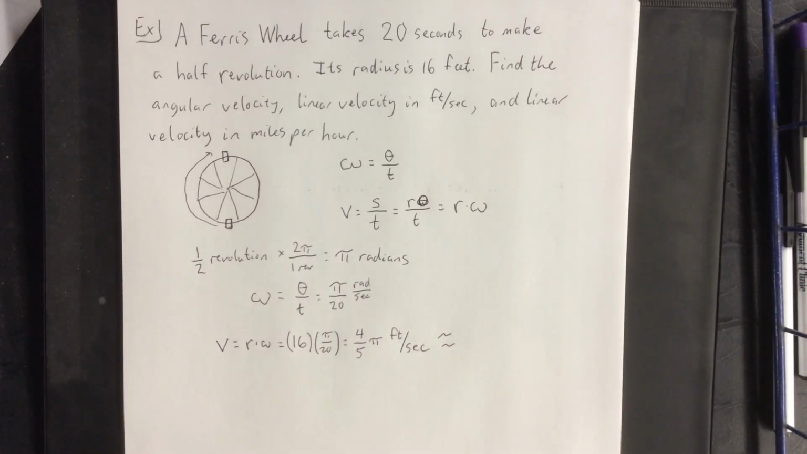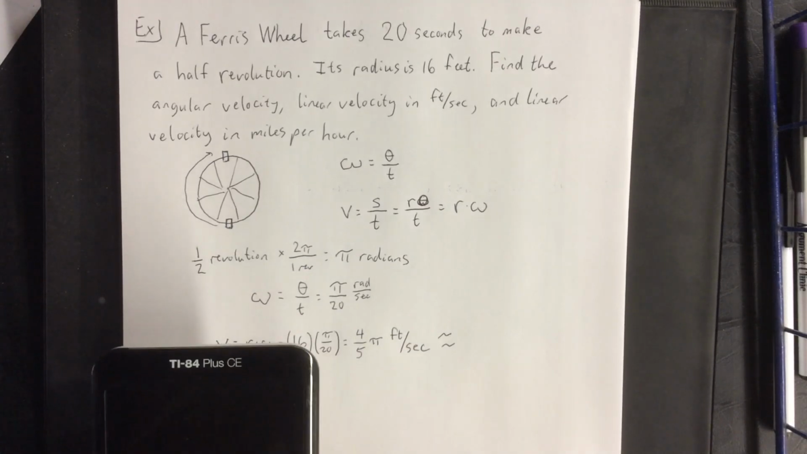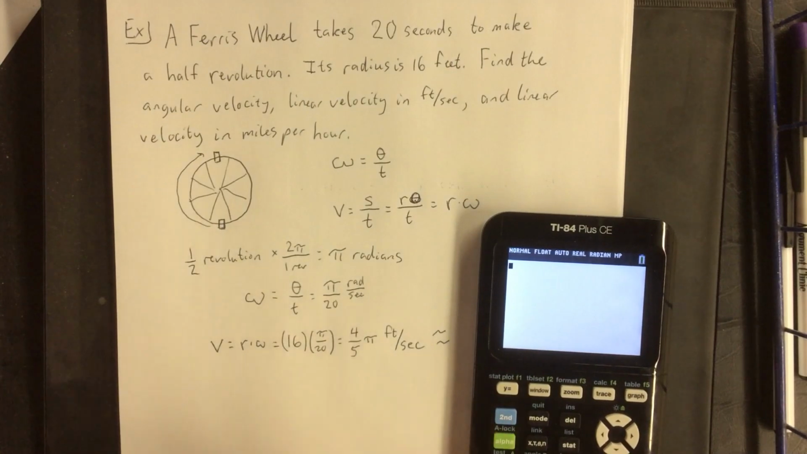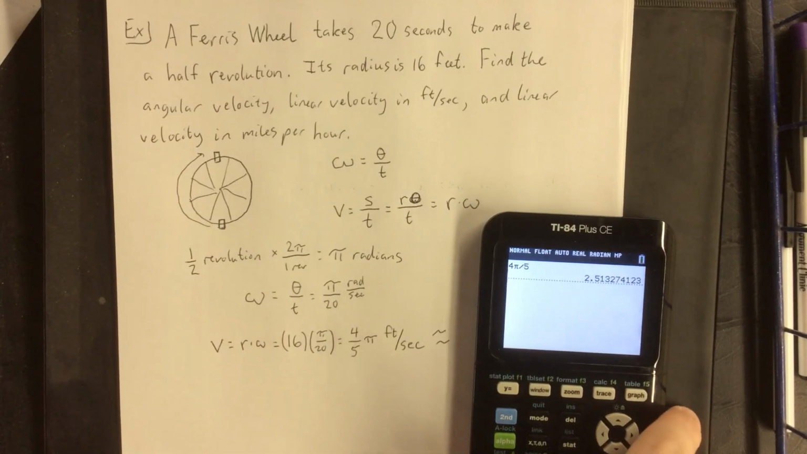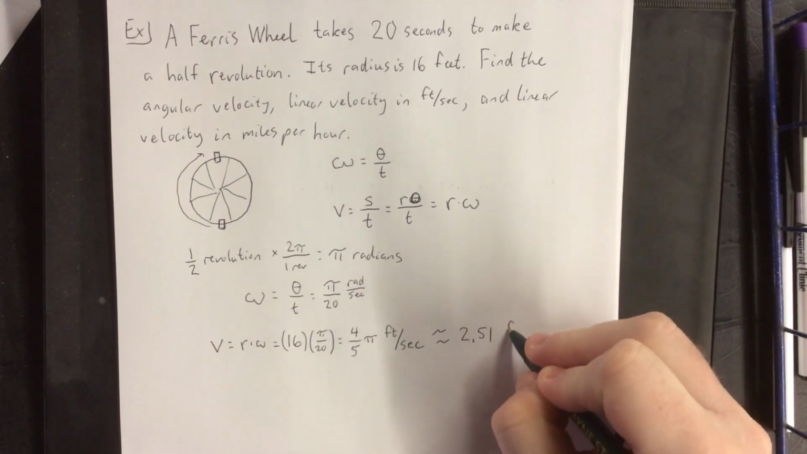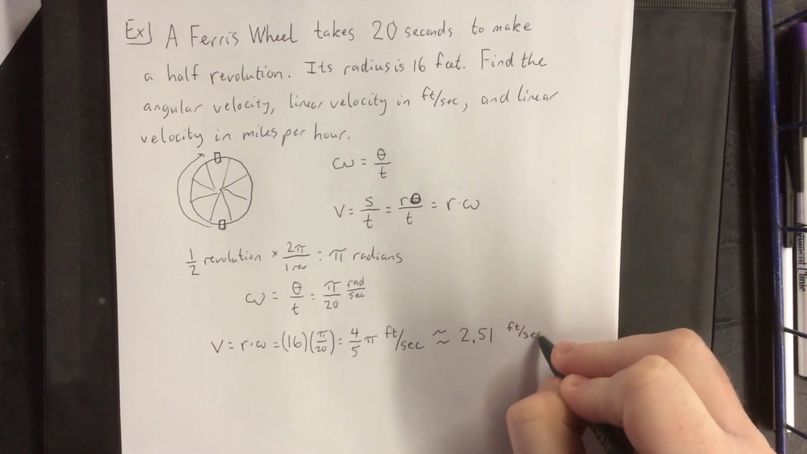Now, because we are talking about a real-world example, as it were, getting an approximation for this is probably not going to be too bad an idea. So with that in mind, 4/5 pi, call that 4 pi over 5, and get a decimal approximation of about 2.51 feet per second. So 2.51 feet per second.